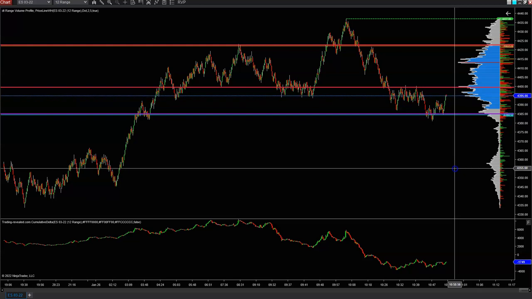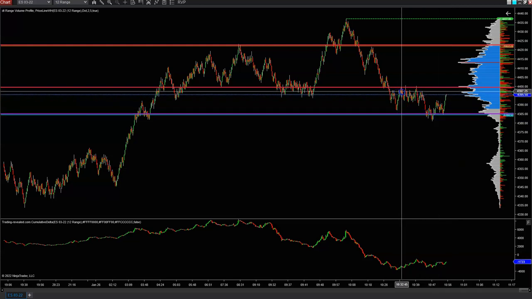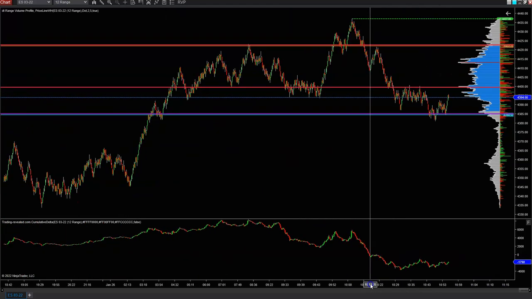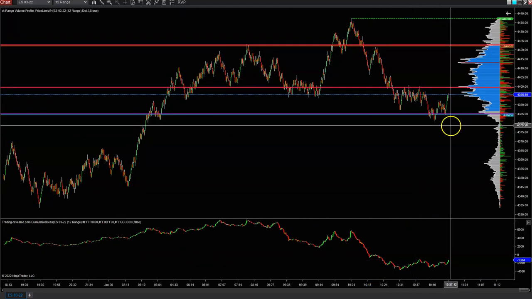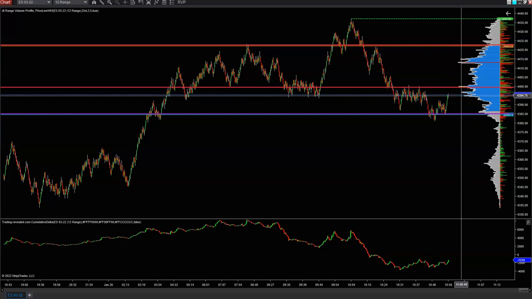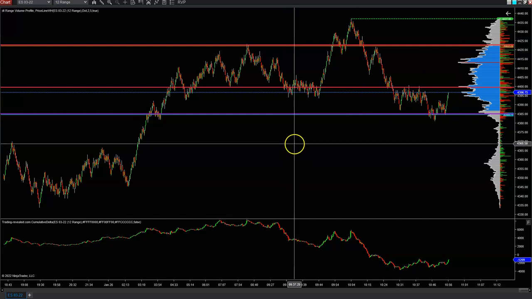Price pushing higher. Okay, so we'll see what happens. The price is going to push higher and break this area of volume here. If it starts breaking the area of volume and then pulls back to it, then we can look for a pullback as long as price breaks back above. So we'll see what happens.